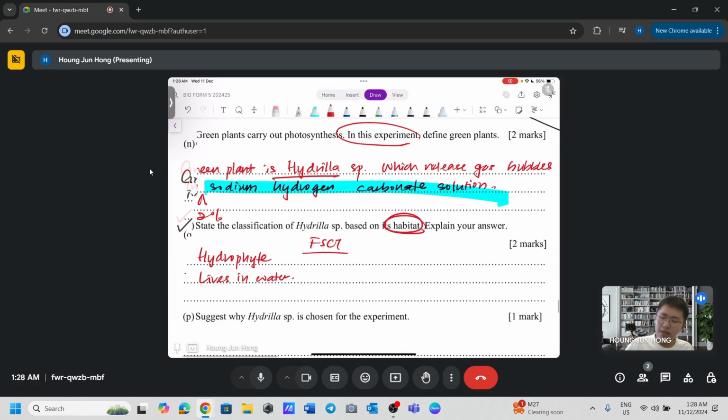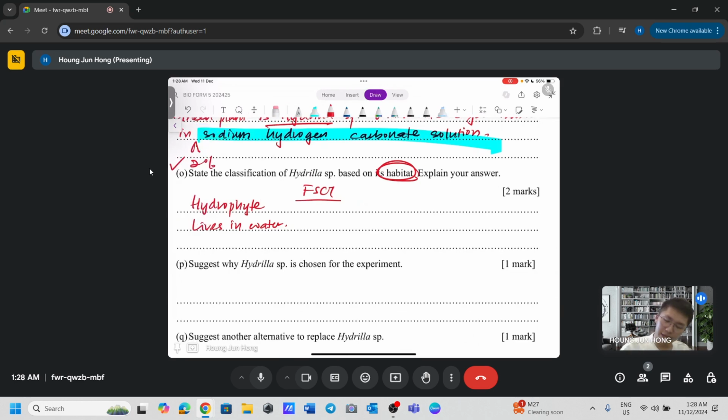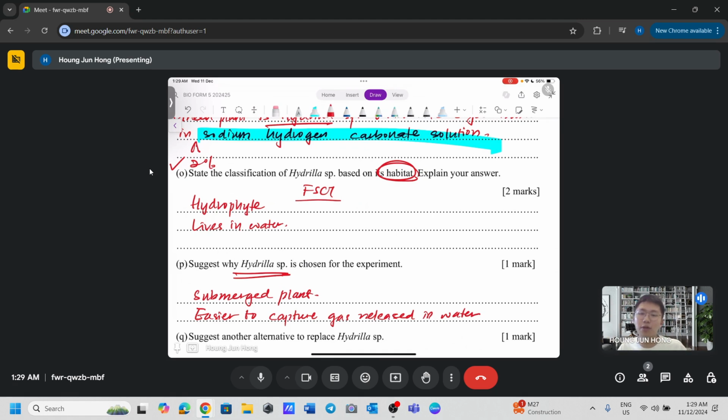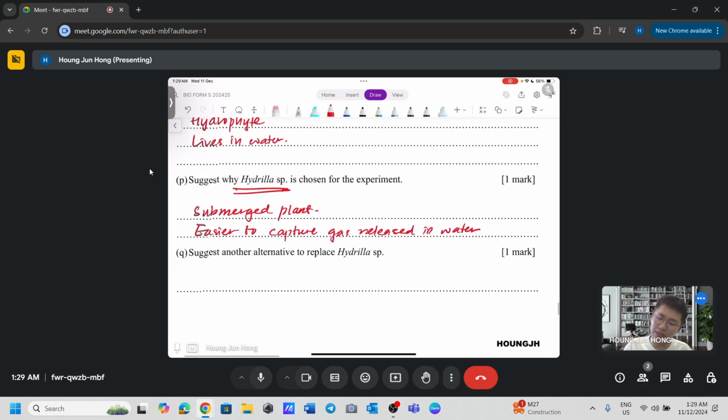Next: why is the Hydrilla species chosen for the experiment? If you think about it, why don't we just use a sunflower, or some random grass? No, because we wanted to put it into the water. Water is easier because you can already see the gas bubbles. First of all, it is a submerged plant, and as a submerged plant, it is easier to capture the gas released in the water. It will just be in bubble form, which is easier to capture compared to something troublesome like collecting pure oxygen.